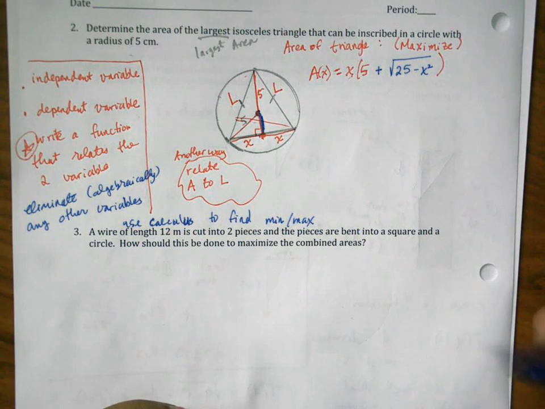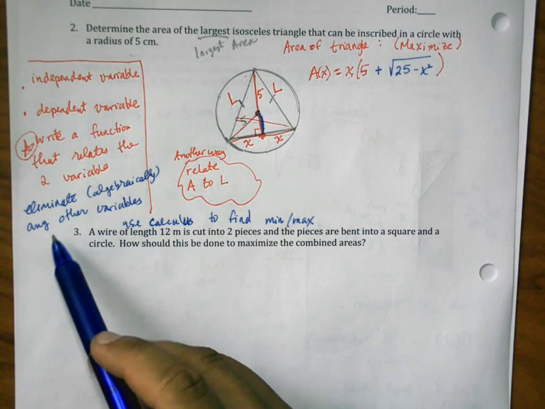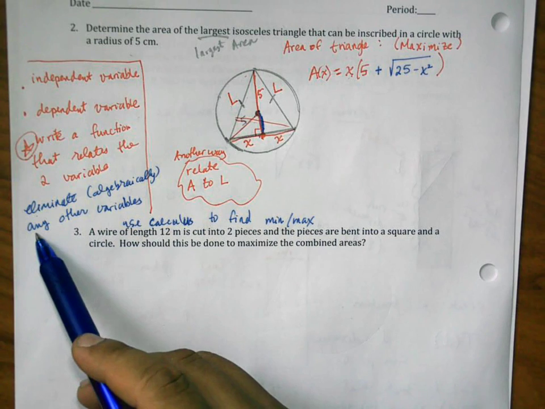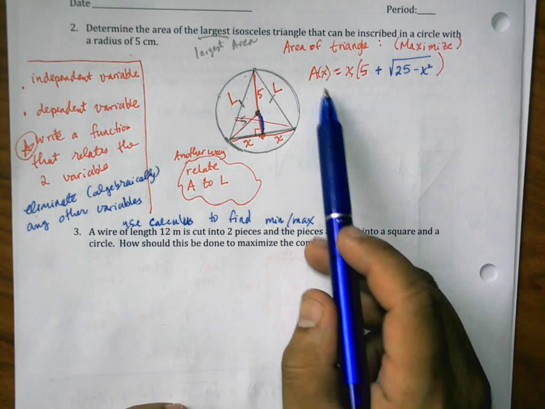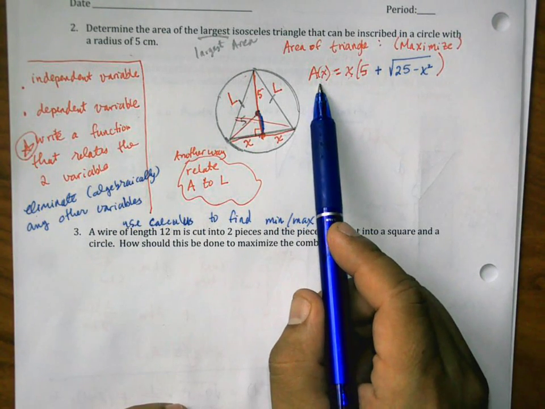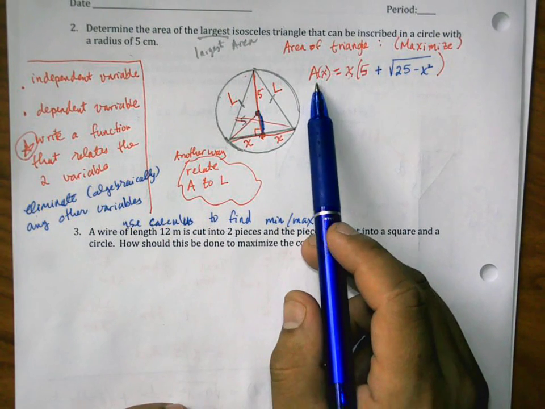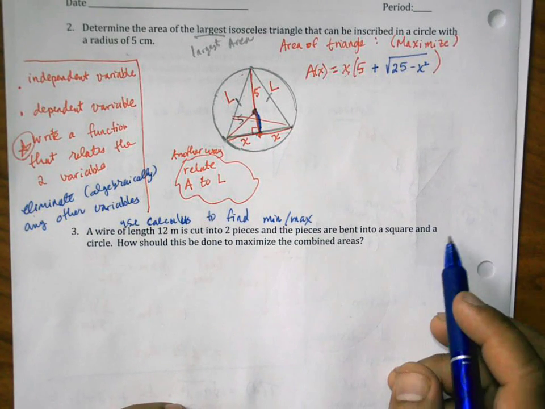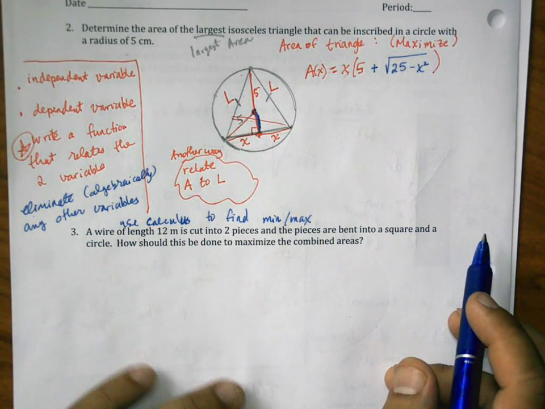Okay, and this part right here, eliminate any other variables. Well, good thing that there is no other variable. We don't have any other variables here except A and x. In other cases, you might have other ones which you will have to deal with.